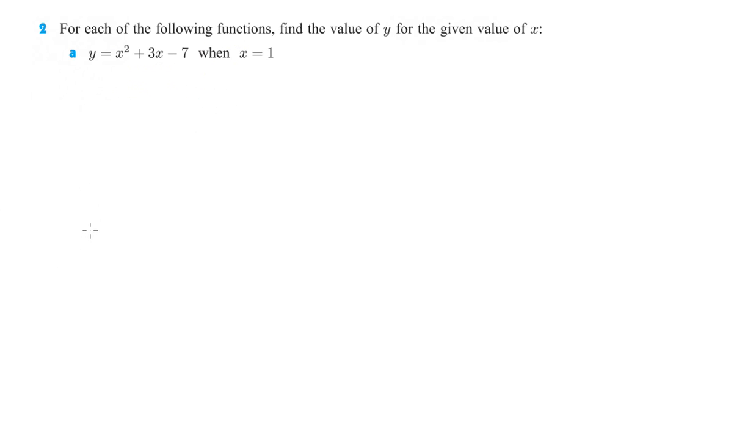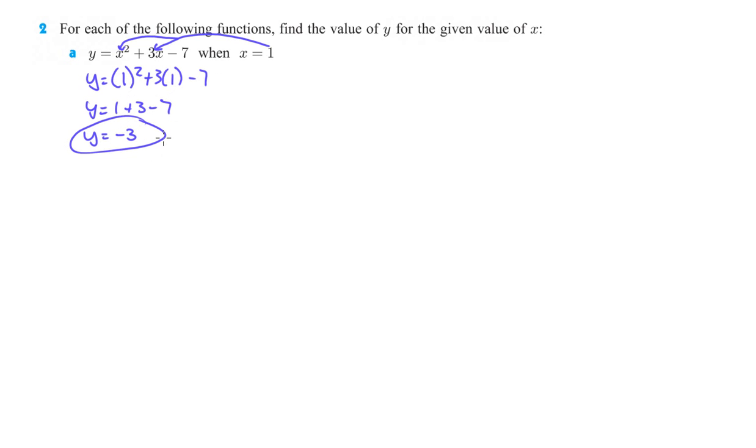Number 2, for each of the following functions, find the value of y for the given value of x. So really all we're doing is just taking this x and plugging it in. This 1 we're plugging in for both these x's. So we get y equals 1 squared plus 3 times 1 minus 7. So that's going to be 1 squared is 1, 3 times 1 is 3, minus 7, so y in this case is negative 3. Okay.